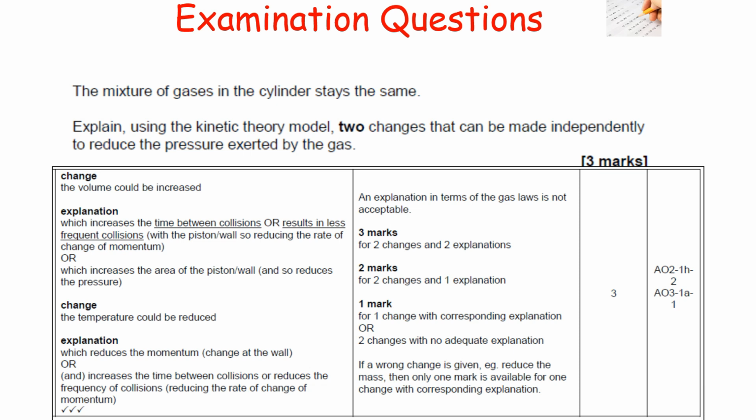Or you could also say, quite rightly, that if the temperature goes down, then the particles are travelling slower, so there are less frequent collisions as well. So both ways will reduce the pressure exerted by the gas.